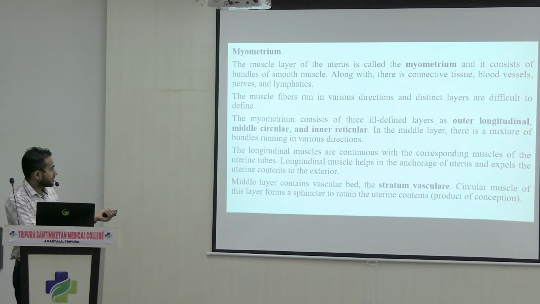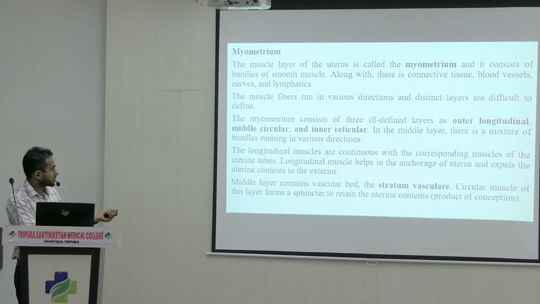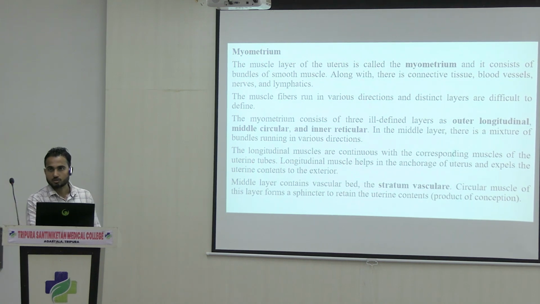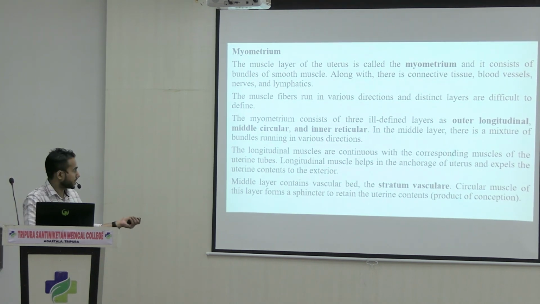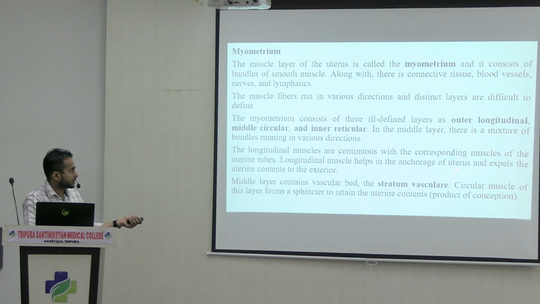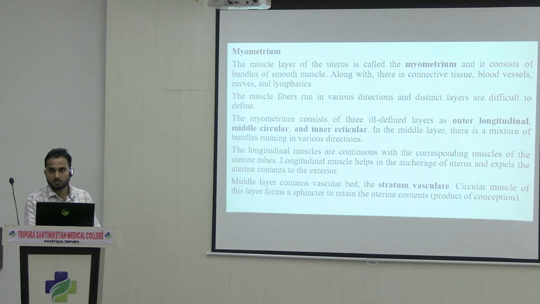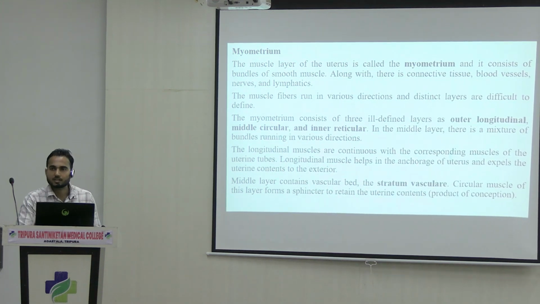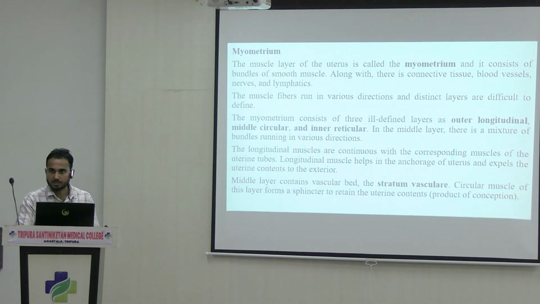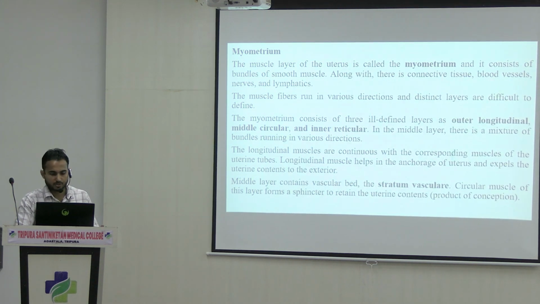Now in case of longitudinal muscles, they are continuous with the corresponding muscles of the uterine tubes, or the fallopian tube. This longitudinal muscle helps in anchorage of the uterus and expels the uterine content to the exterior. So if uterine content has to come out from the uterus, that is done by the longitudinal muscle fibers. That is the function of the longitudinal muscle fibers of the uterus.